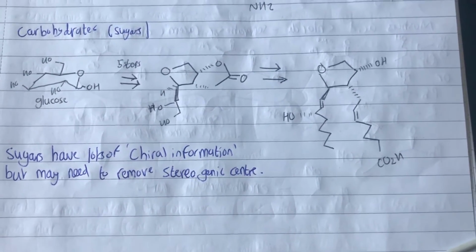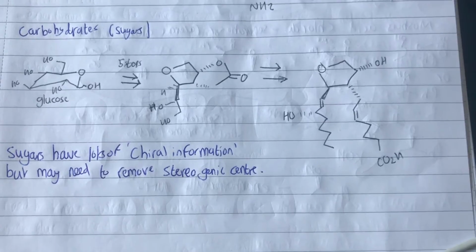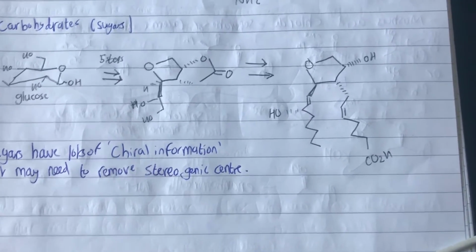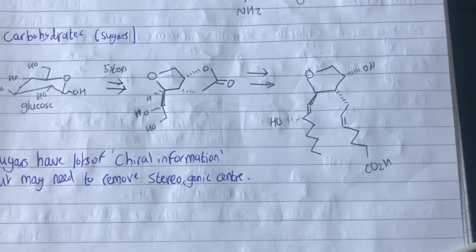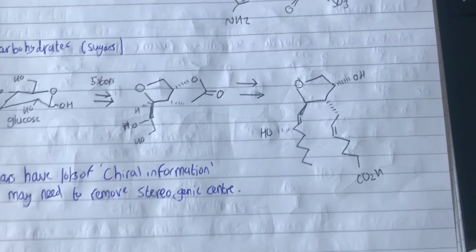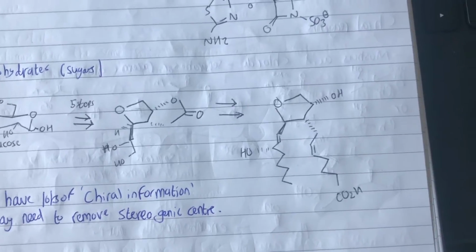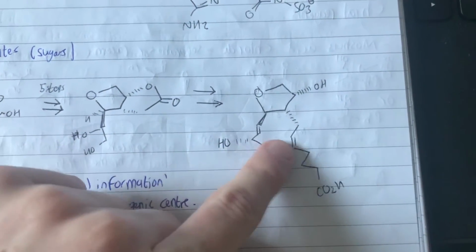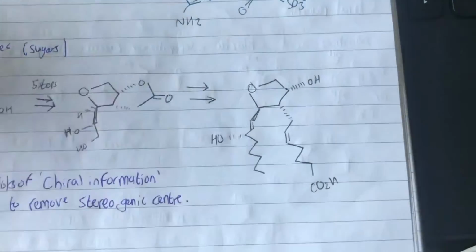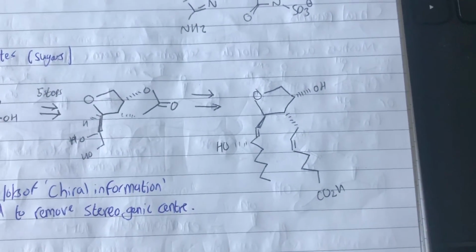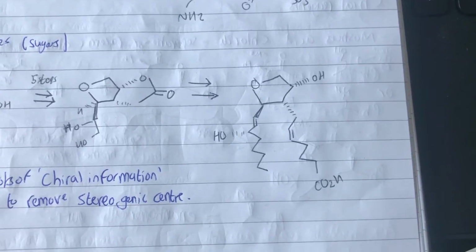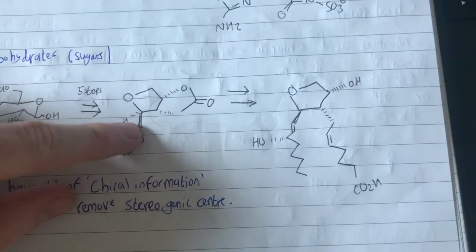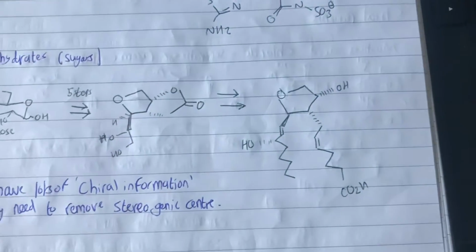So we can also use carbohydrates and sugars, for example glucose. A 5-step process takes us to this epoxide, or this diepoxide, a diol, and a ketone, and then from that we get this selectivity here, which allows us to know the stereochemistry as we're going through it, because we've got that same stereochemistry just there as well.